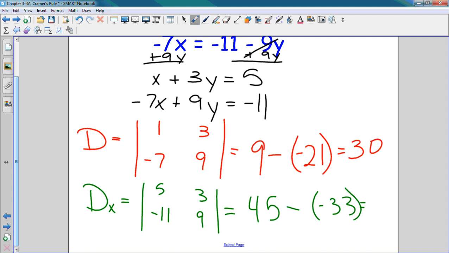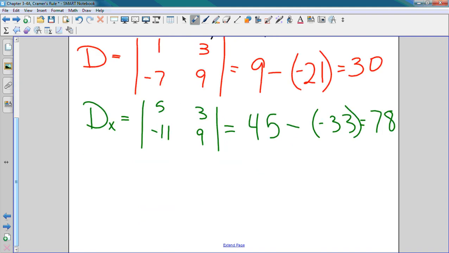The y's are like the dx, but the C's are swapped. Both of them have C's, but they're swapped. Okay, so I have 45 plus 33. That's going to give me 78. Oh, plus, yes, 78. Sorry. Thank you.